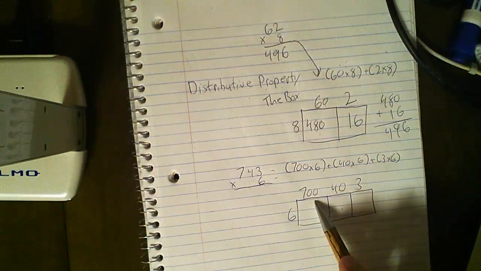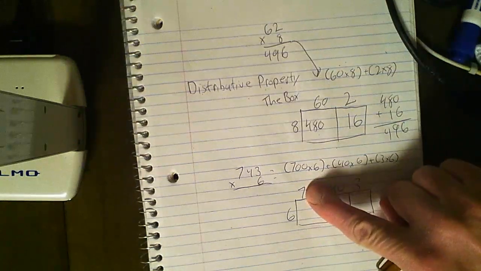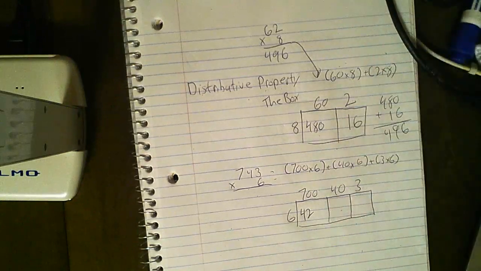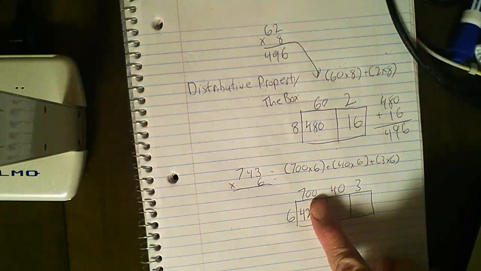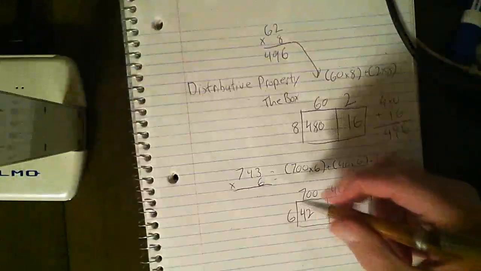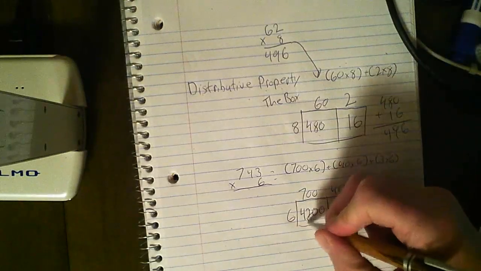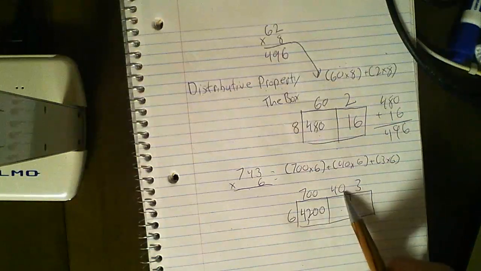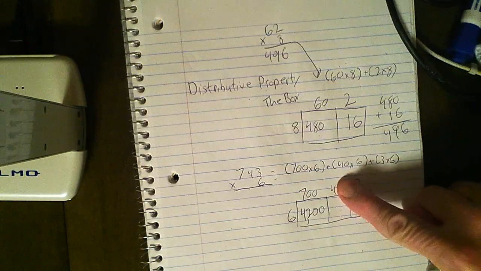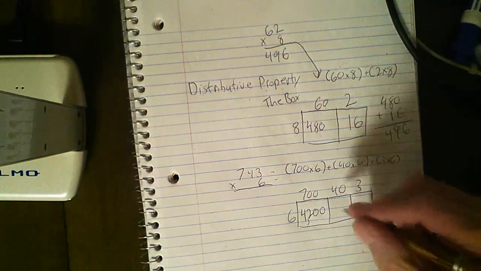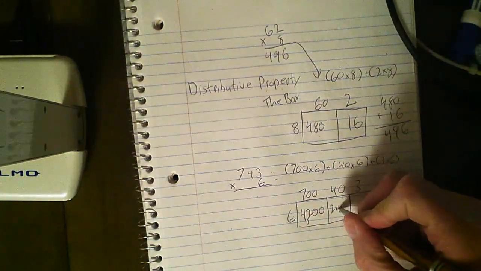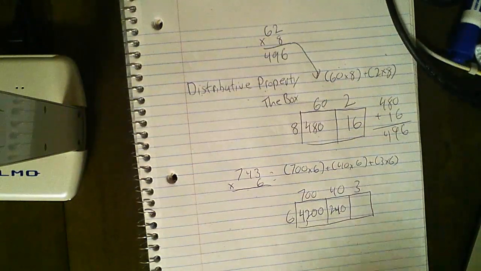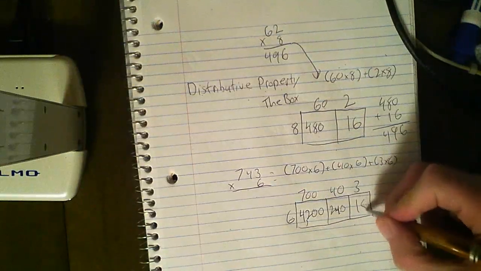Well, let's start with 700 times 6. Again, use the basic fact. Use 7 times 6. We know that's 42. But since we're actually multiplying by a multiple of 100, 2 zeros here means 2 zeros added on here. So 700 times 6 is 4,200. Let's do 40 times 6. Again, let's use the basic fact. 4 times 6 is 24. But since it's 40 times 6, we got a 0 here. We need a 0 here. And then 3 times 6, the basic fact is 18.